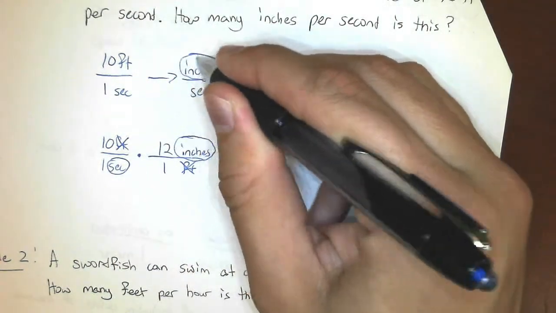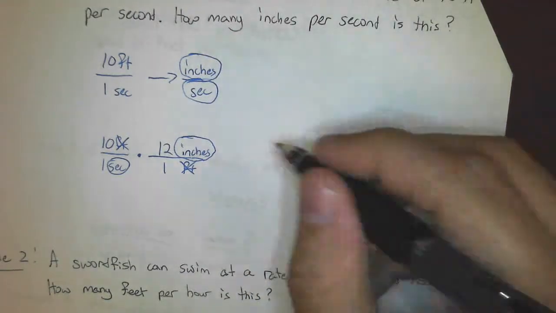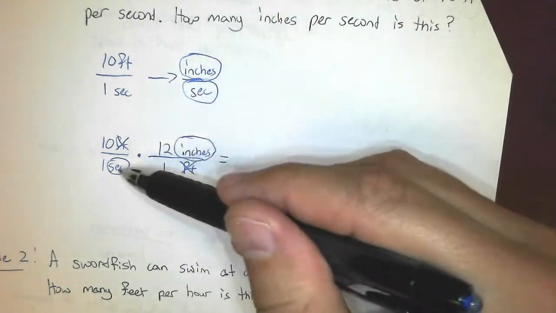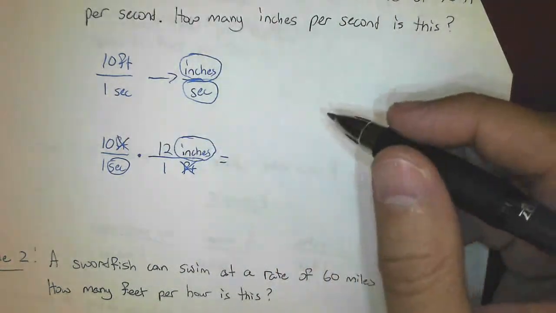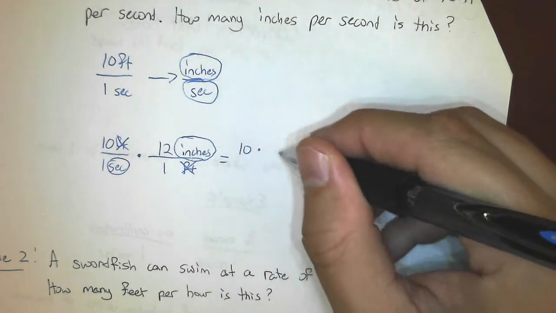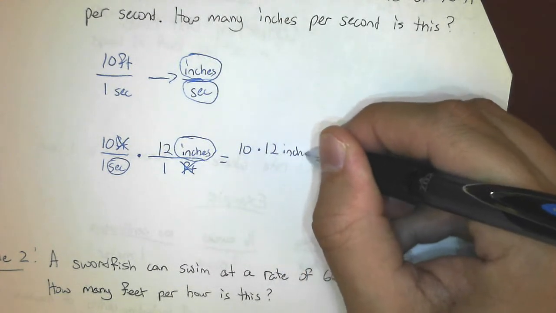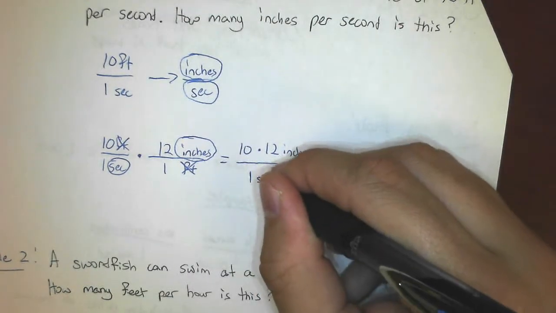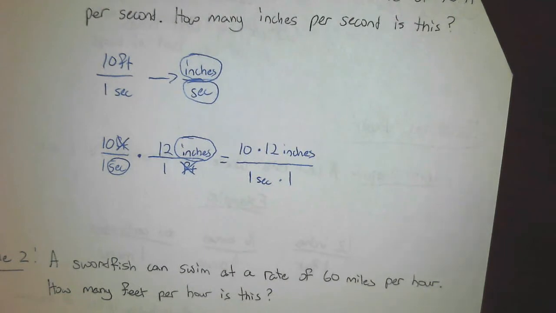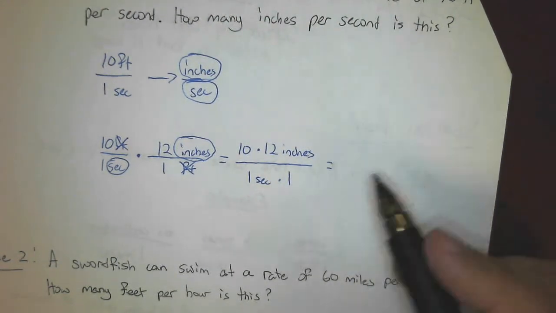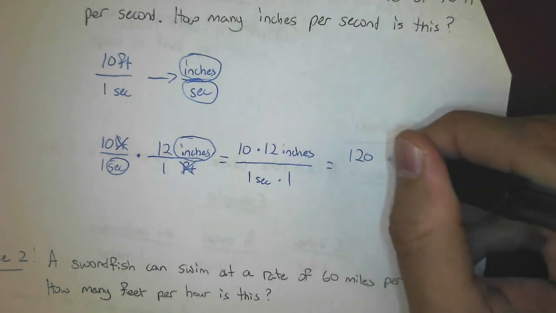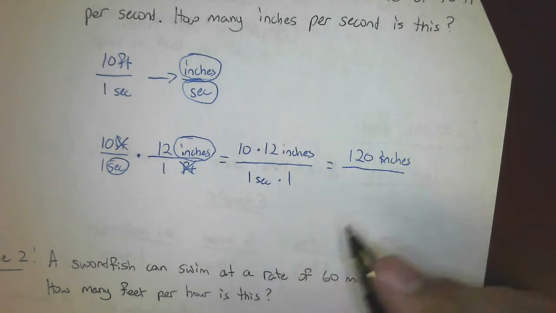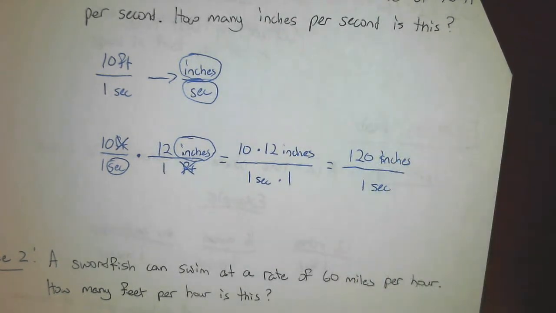What we need are inches over seconds. We can multiply across. When I say that, I mean you multiply the numerators across, you multiply the denominators across. So we're going to multiply 10 times 12 inches all over 1 second times 1. So 10 times 12 is 120 inches. And 1 second times 1 is 1 second.